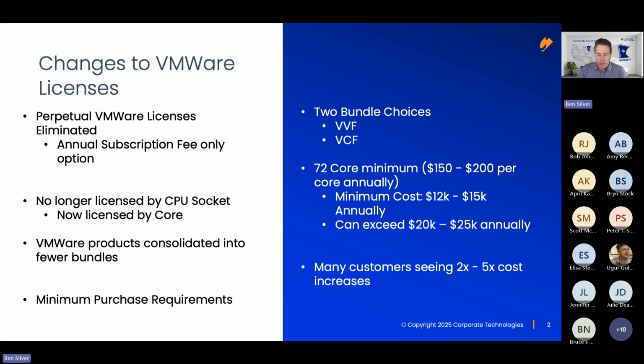Many customers across the country, not just within our organization, are seeing increases of anywhere from 2 to 5 times what they had spent last year, which also had a price increase that happened.